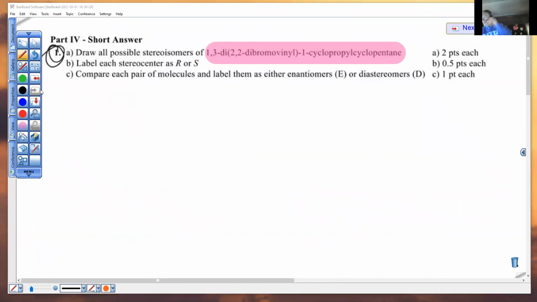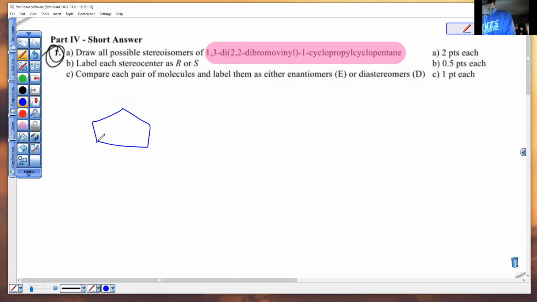And here's the deal. We're supposed to draw all possible stereoisomers of 1,3-bis(2,2-dibromovinyl)-1-cyclopropyl cyclopentane. It's a mouthful. Start off at the end and draw cyclopentane. That's 5 carbons in a ring. Pick a carbon to be carbon 1. Here, I'll do it on the left side.